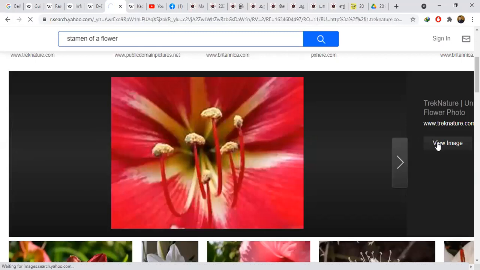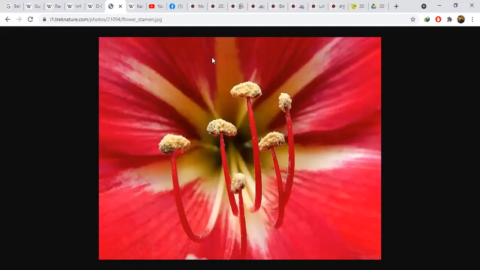Here you can see this part. It is called anther, A-N-T-H-E-R. This is called filament. Filament is not so important for us. Anther is the one important for us. In the anther, yellow color or off-white color, powder-like structures called pollens will be produced. So, anther is very important.